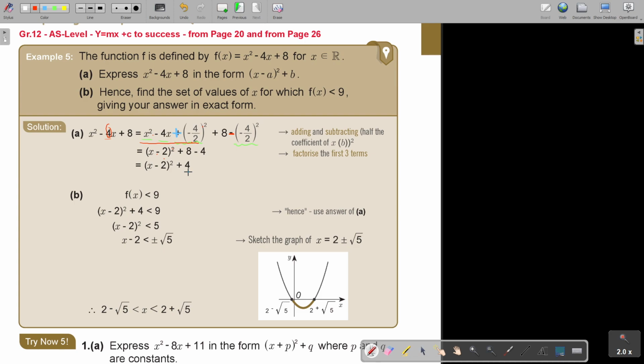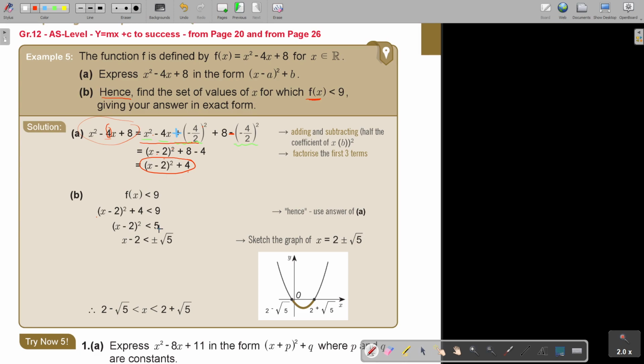Okay, now if they use the word hence, they want you to use the example in part a to continue. So find the set of values of x for which f(x) is smaller than 9. So in the place of this f(x), you're now going to substitute that, because that is exactly equal to that. And then you bring it over. And if you bring it over, you say 4 minus 9, or you take this one over, so it's 9 minus 4, and it's 5. But before I go to this, it's fine. I can actually just leave it like this.